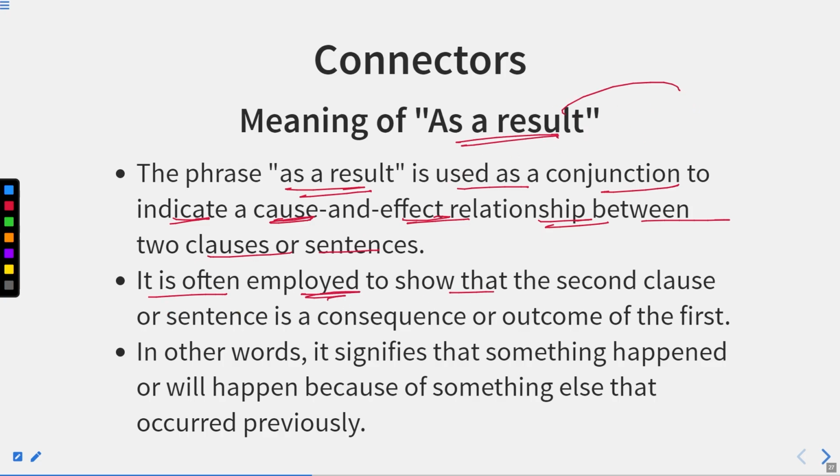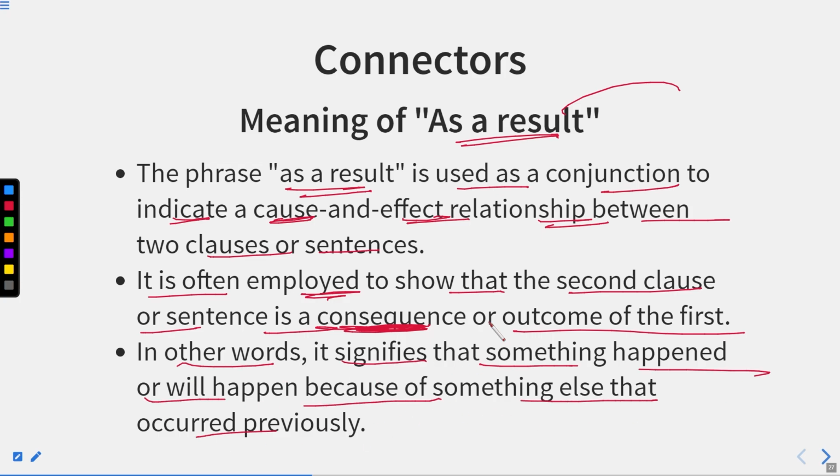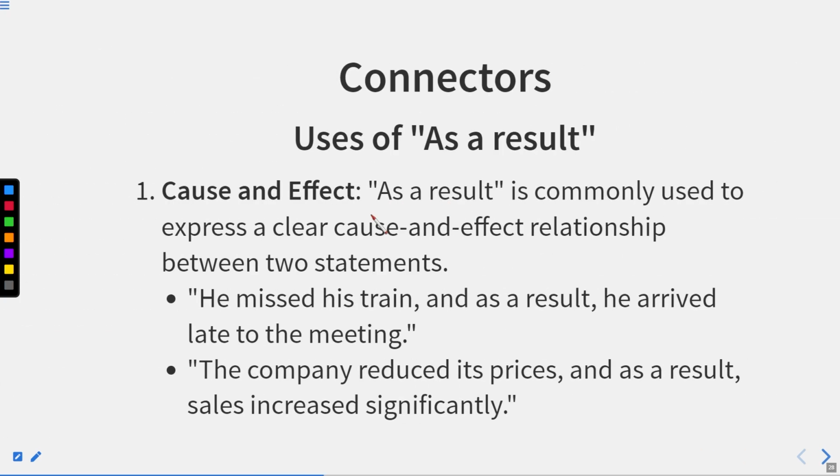It is often employed to show that the second clause or sentence is a consequence. Okay, the consequence means result or outcome of the first. In other words, it signifies that something happened or will happen because of something else that occurred previously. It means if something has happened in the second clause after the as a result phrase, we need to write the consequence which has occurred due to the reason mentioned in the previous statement or clause.